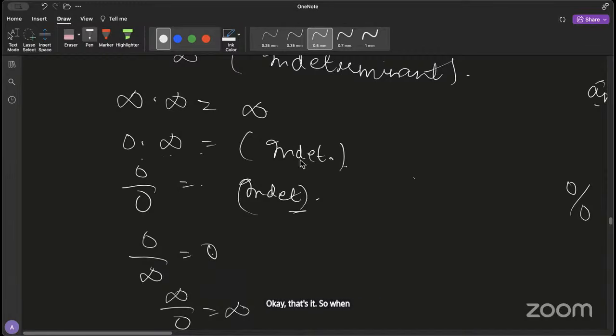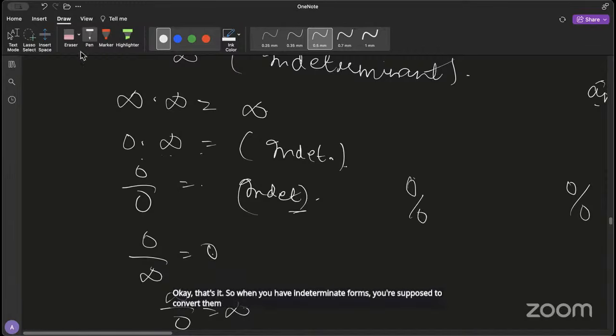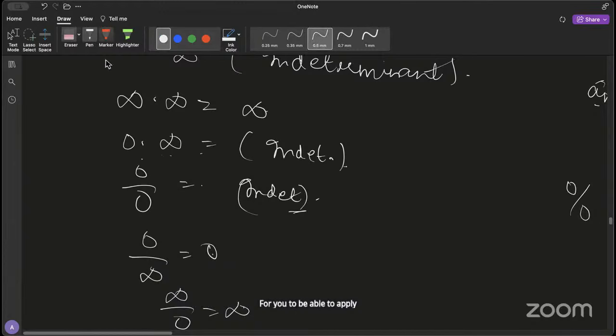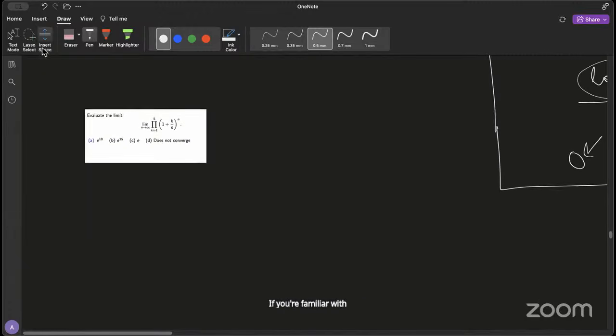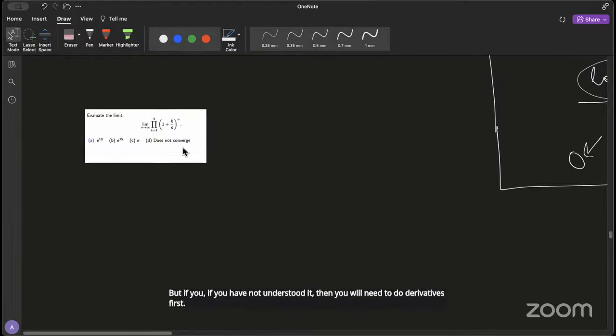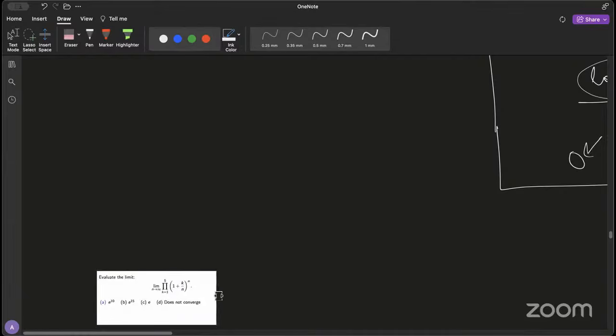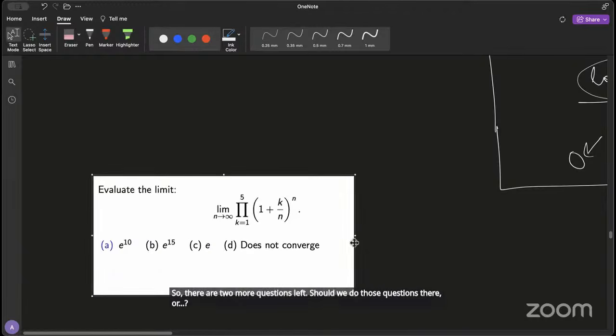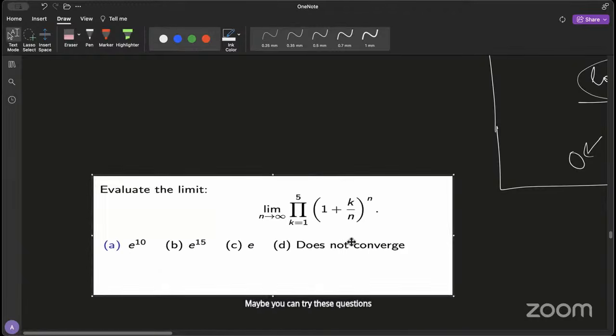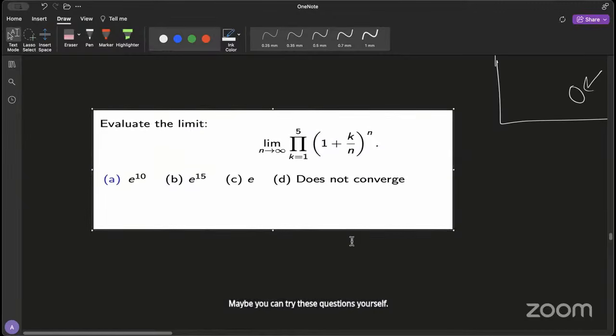So when you have indeterminate forms, you're supposed to convert them to 0 by 0 or infinity by infinity form for you to be able to apply L'Hopital's rule, which you will do next week. If you're familiar with derivatives, you must have understood it. But if you have not, then you will need to do derivatives first. So there are 2 more questions left. Should we do those questions here, or maybe you can try them yourself? Okay, we'll do them here only.